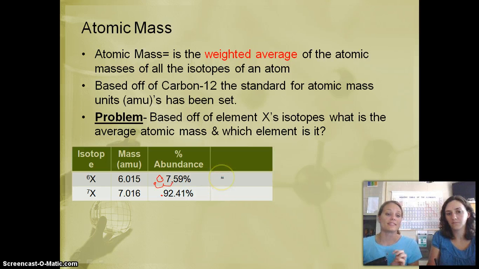Step 2 is to take the AMU mass and multiply it by your percent abundance. 6.015 times 0.0759 equals. So what we're going to place in that empty box right now is 0.4565. Because the decimals go pretty far on your periodic table, we're going to try to give it enough decimals on our practice problems as well. The next one is 7.016 times 0.9241, and we get 6 point.